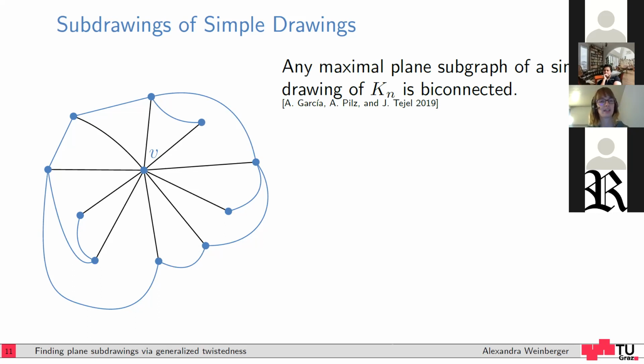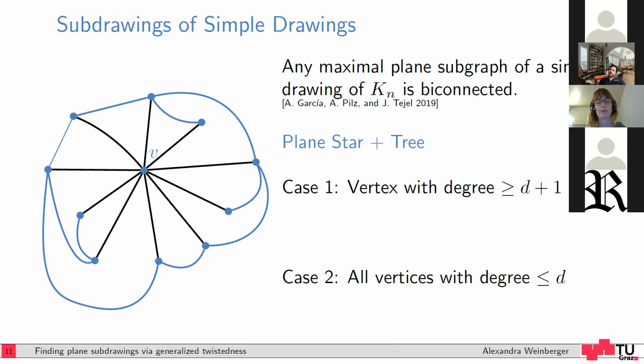What this says in our case is that these new edges that we added to the star have to contain a spanning tree. And now we look at the plane substructure we have that consists of the star together with the tree. Then there are two cases with respect to the degree of the vertices in the plane subdrawing. One case is that there exists a vertex which has degree at least d plus 1. And the other case is that there doesn't exist such a vertex.